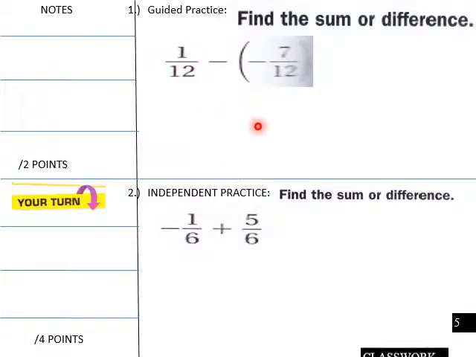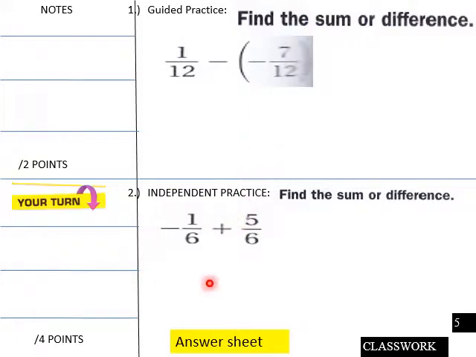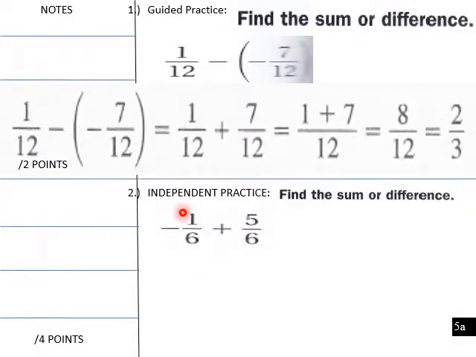Into our first guided practice: find the sum or difference. This is yours, students. We're going to do this one here right now. This is over 7/12. So what would that be? Well, this would be an addition. It would be 1 plus 7 over 12, which is 8 over 12, simplified to 2 over 3.